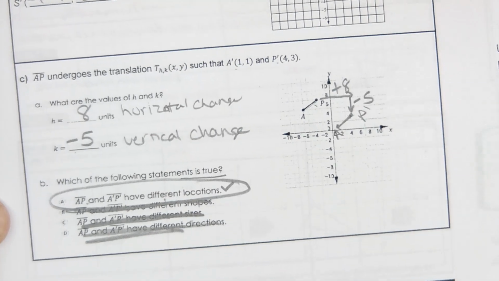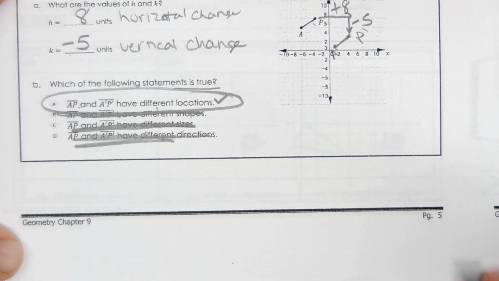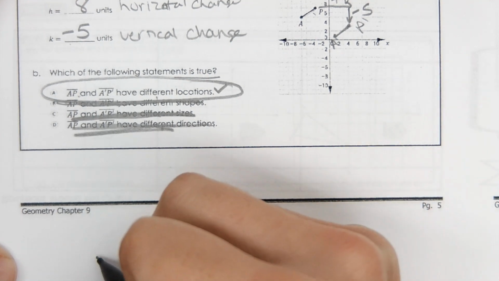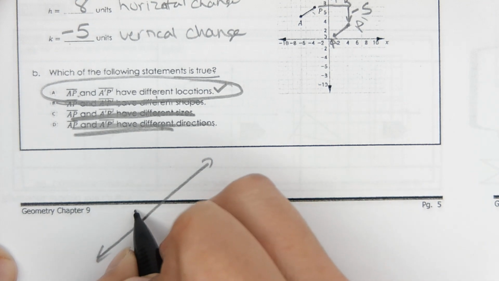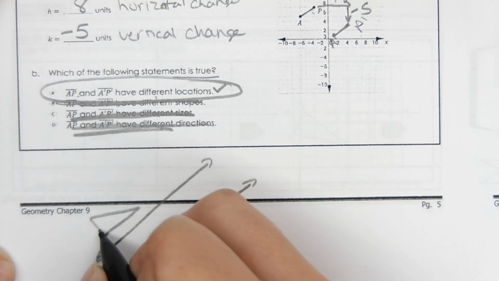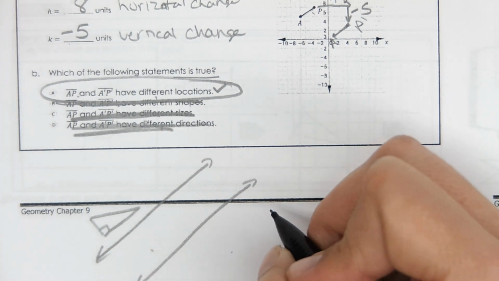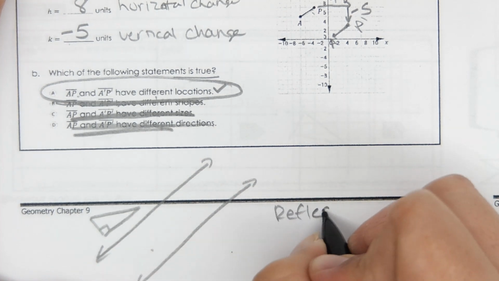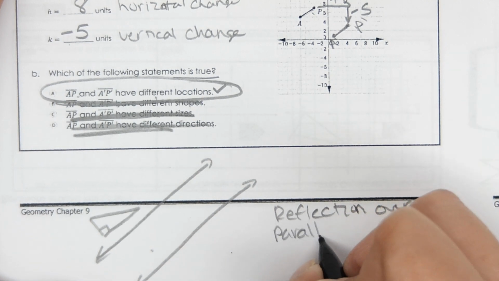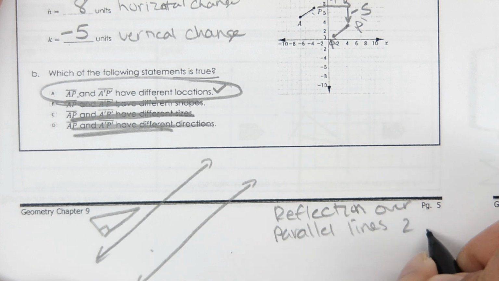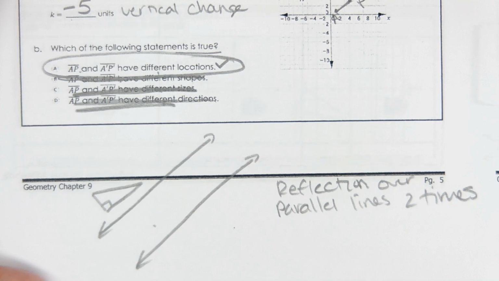And there's one more type of problem that might show up on your homework that I want to make you aware of. So for the one that might show up on the homework, there's two parallel lines like this, and it says, okay, a shape, like a right triangle, is reflected twice over these parallel lines. So it'll say reflection over parallel lines 2 times. And I want to know what other transformation that could be.